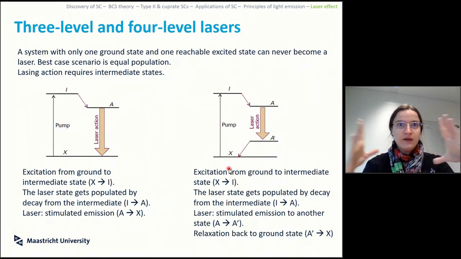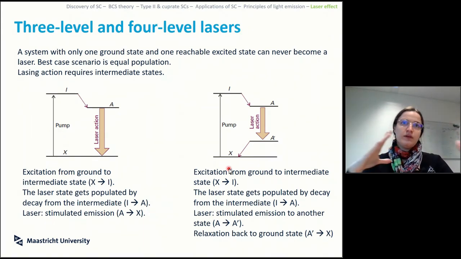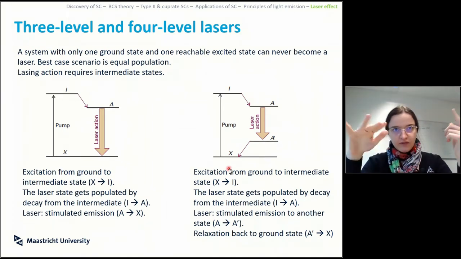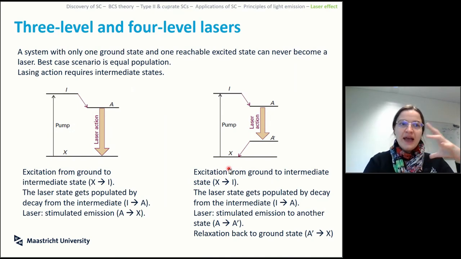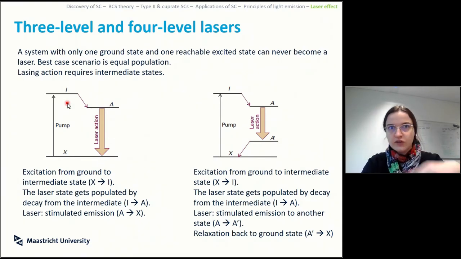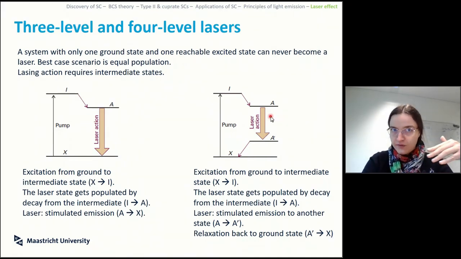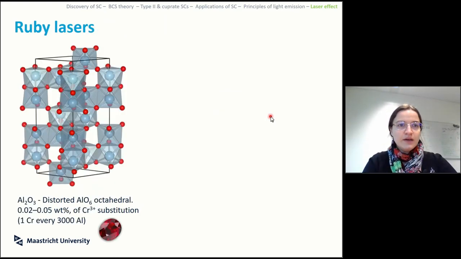You want a multi-level system with multiple energy states available, in which you can actually excite, revert the population, and collapse. The lifespan of this thing must be different in itself, because what we saw in normal emission is that the lifespan is too short, so you can never achieve population inversion. If this thing and this thing live long enough, then you can keep populating them and then emit all at the same time. Now, what system can actually work with this type of thing?